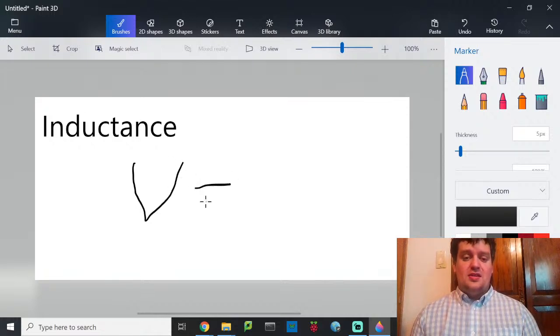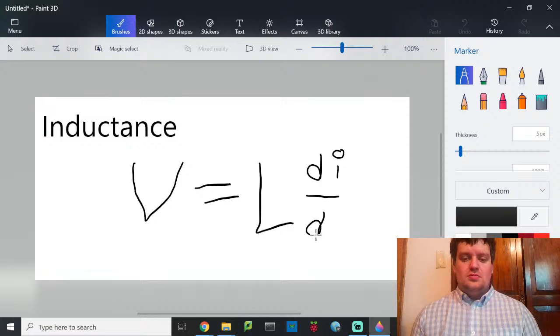Here you have V equals L times the derivative of current, which we'll write as di/dt. You'll notice these are all derivatives of time. Voltage is equal to the inductance L times di/dt. Here the inductance L is given in henries.